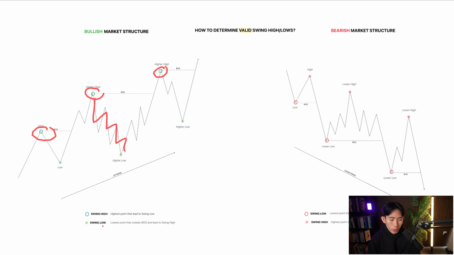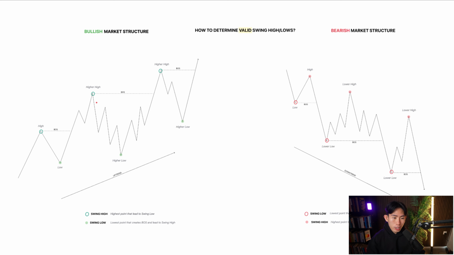And then you've got the swing low, which is the lowest point that creates the break of structure and led to the swing high. Okay, so in this case, is this the swing low? No. Is this the swing low? No. Is this the swing low? No. Is this the swing low? No. Why? Because it's not the lowest point that creates the break of structure and led to the swing high. The keyword here is the lowest. So that's a mechanical rule that you can actually use to identify the swing high and the swing low.